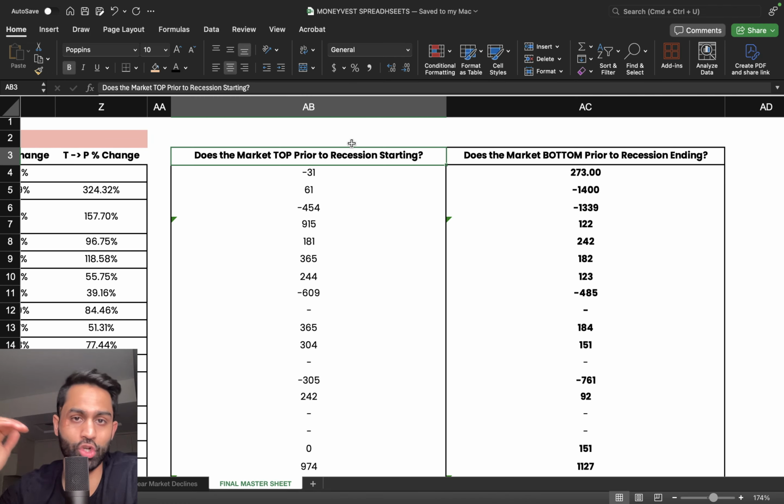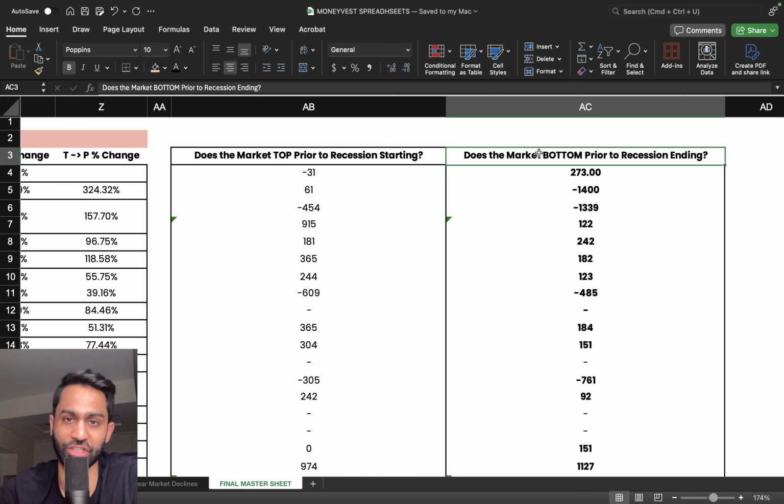Does the market top prior to a recession starting? In other words, does the market actually create a top before a recession begins? Is the market forward looking enough to create a top before the recession has even started? And does the market bottom prior to a recession ending? Does the market actually create a bottom, or a floor, before the recession is even over?